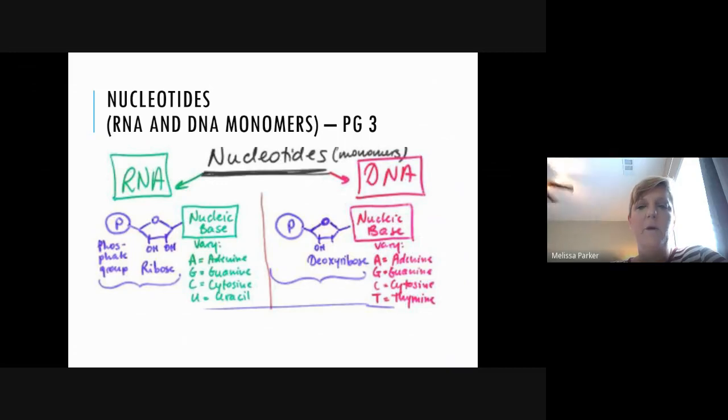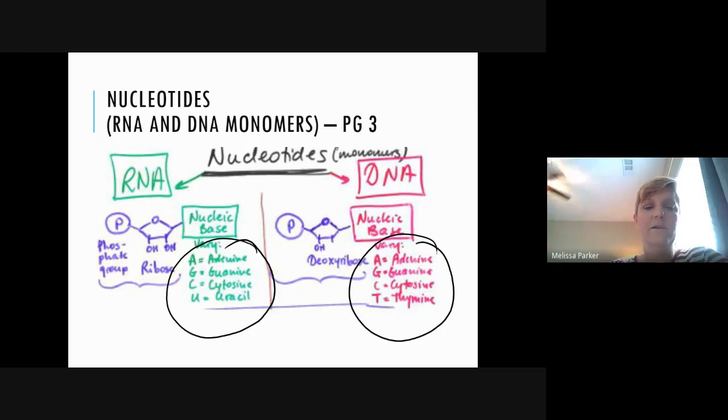So the nucleotide monomers will have three parts. It'll have a phosphate group. Both of them had a phosphate group. It'll have a central sugar, but the central sugar will be different depending on if it's RNA or DNA, right? So if it's RNA, it'll have ribose. And if it's DNA, it'll have deoxyribose. And then it'll have the nucleic bases. And remember, some of the bases are the same, right? Like adenine, guanine, and cytosine are the same on both of these. The only thing that's different is that in RNA, it has uracil, and in DNA, it has thymine, okay?